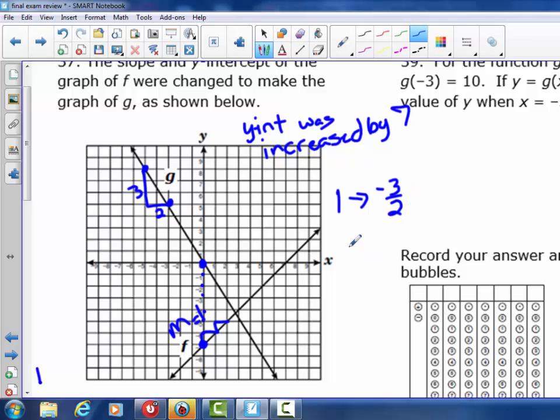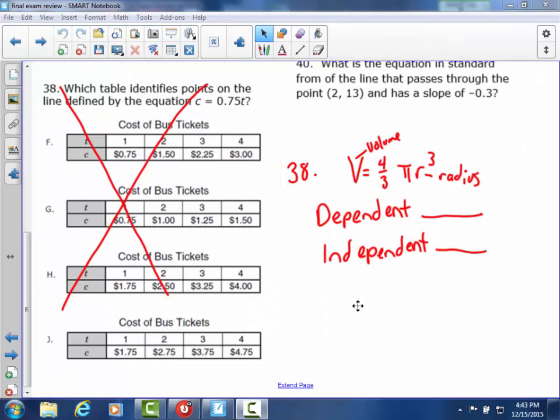So we went from 1 to negative 3 over 2. So it looks like it was multiplied. You can say the slope was multiplied by negative 3/2. That's one way that they could have gotten that. Okay. All right. Let's see what else we've got here.